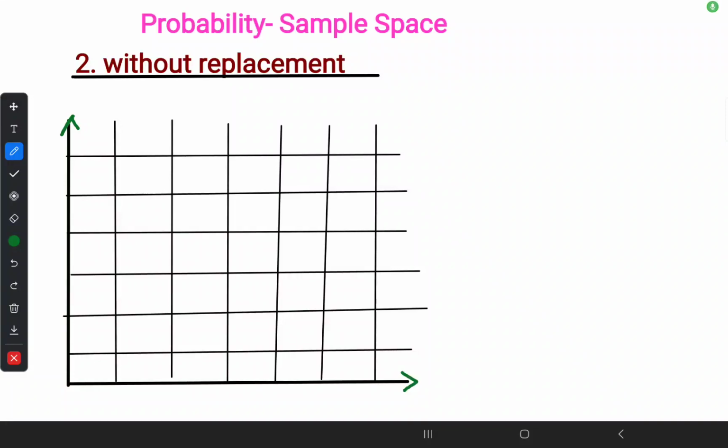Probability, let's discuss the question related to without replacement. This is the most common question in past papers. I'll give you the data.